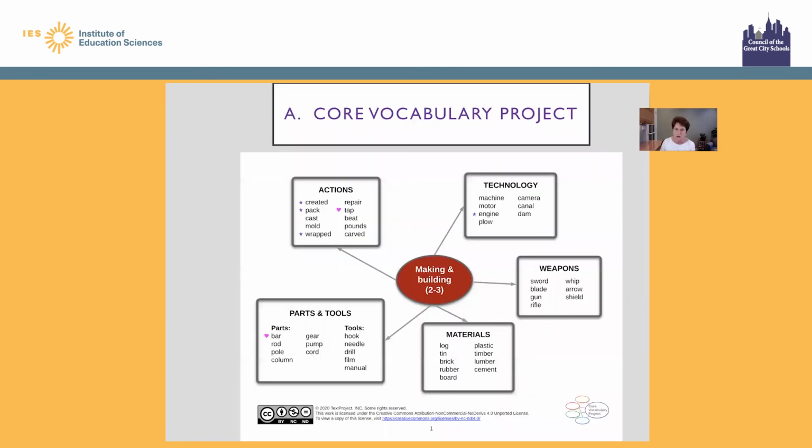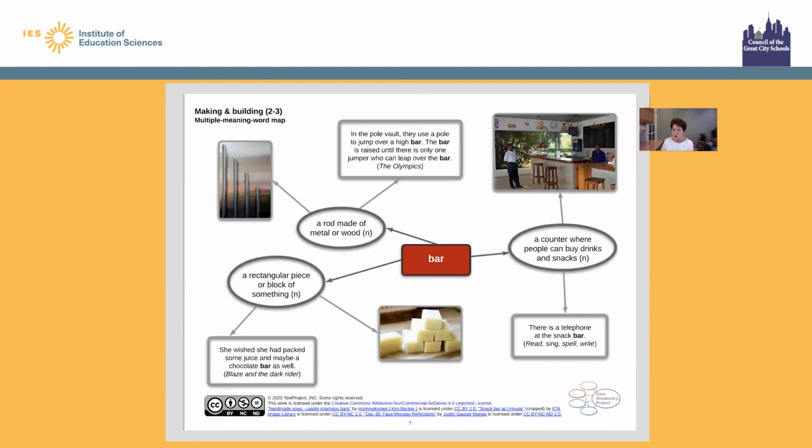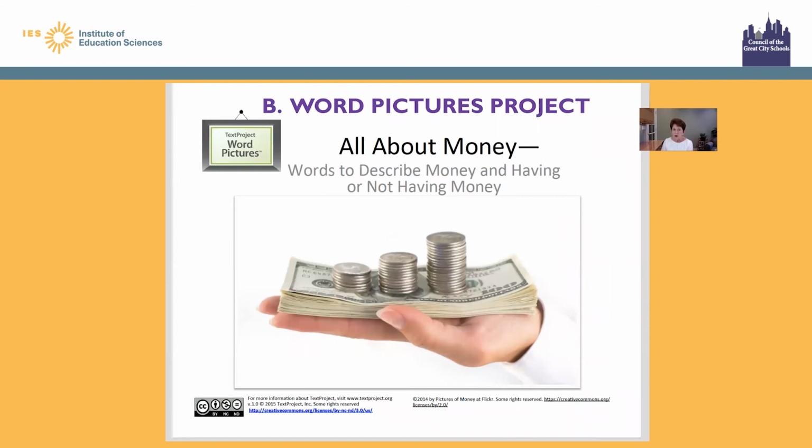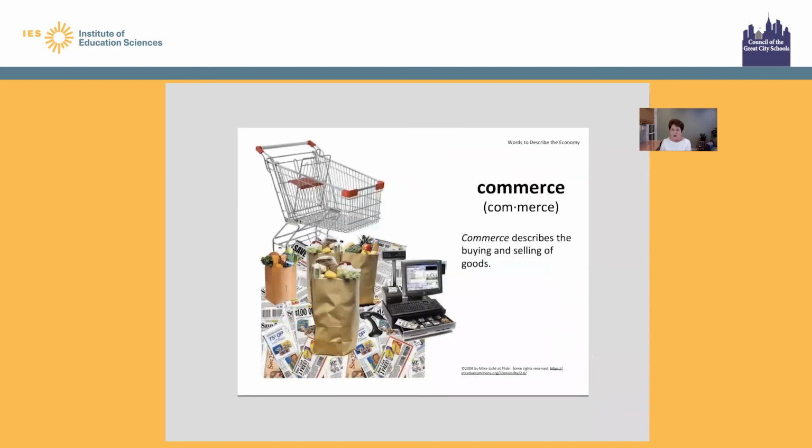So let me tell you about some of the things that we have at Text Project. The Core Vocabulary Project actually has all the 2,500 families, but in clusters of topics, because that's how words matter. And as part of this, we also have morphological maps. And finally, we have multiple meaning maps. Remember, everything at Text Project is open access, which means you can use it in your classrooms. We also have something called word pictures. The word pictures take the very concrete parts of the core vocabulary, cluster them, and provide examples of illustrations and sentences that you can talk about.